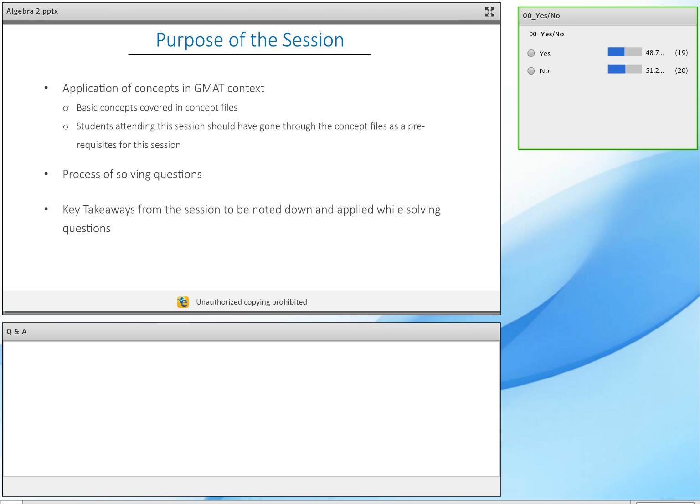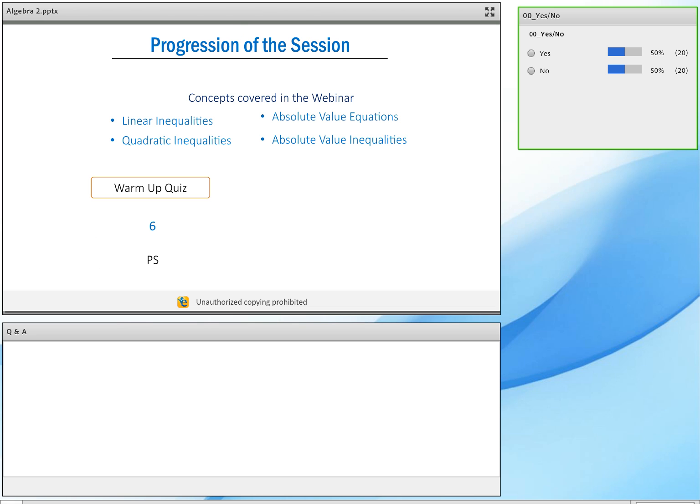Now, the learnings that we have in this session, I'm going to give you those learnings from the standpoint of algebra, but they are not limited in scope to just algebra. They are applicable across the board for all of quant. Okay. All right, so how are we going to go through this?